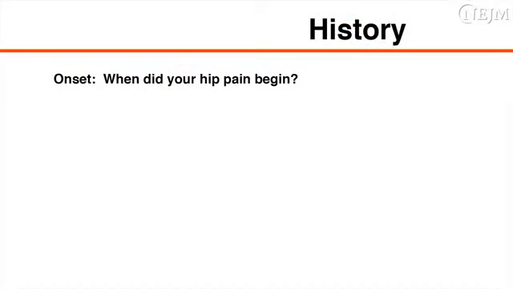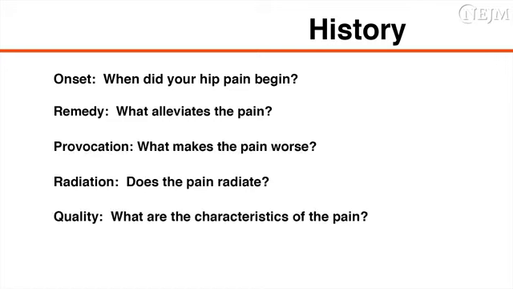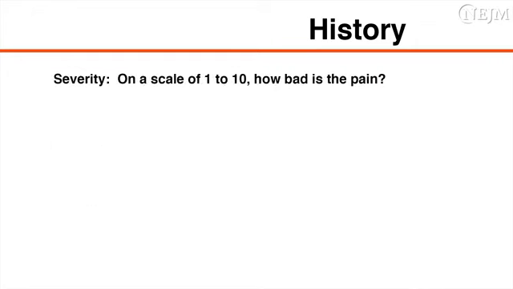The first step in the assessment of a patient with hip pain is to obtain a focused history. Ask the patient to describe when the pain began, what alleviates the pain, whether certain movements, such as climbing stairs or standing from a seated position, aggravate the symptoms, what makes it worse, whether the pain radiates, and the characteristics of the pain. Ask the patient to rate the severity of the pain on a scale of 1 to 10.